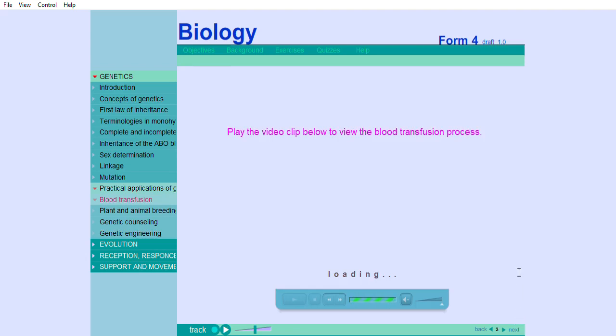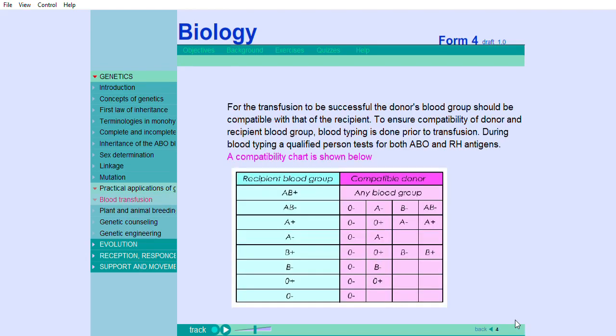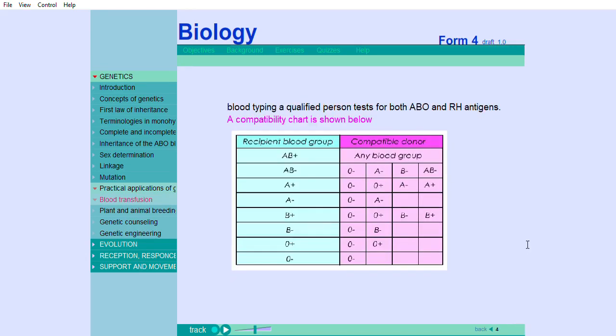Play the video clip below to view the blood transfusion process. For the transfusion to be successful, the donor's blood group should be compatible with that of the recipient. To ensure compatibility of donor and recipient blood group, blood typing is done prior to transfusion.